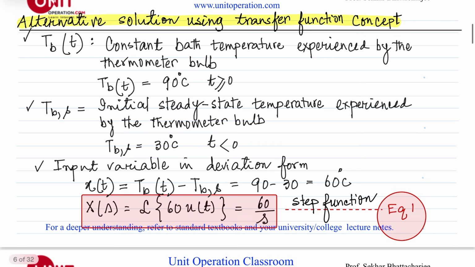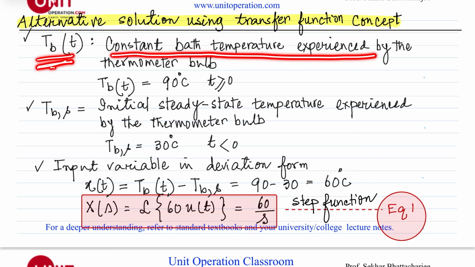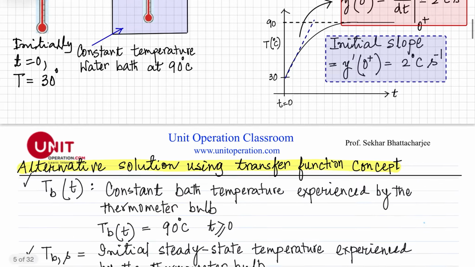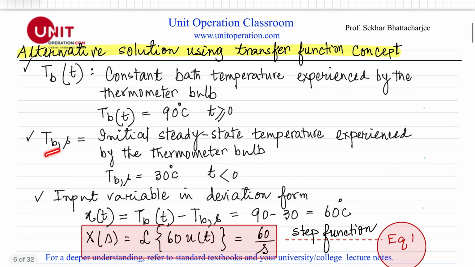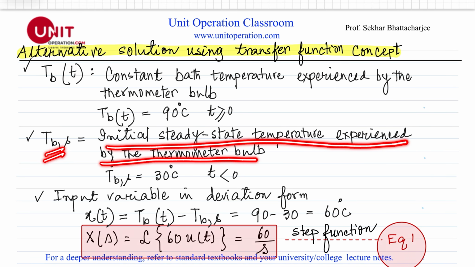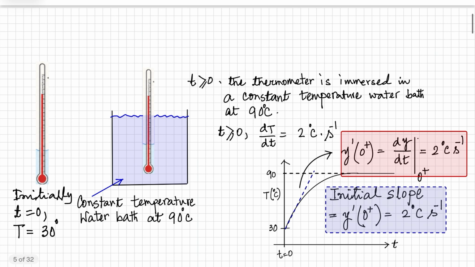Okay. So for that, let us define certain variables. TBT is the constant bath temperature experienced by the thermometer bulb, which is, of course, 90 degrees Celsius here. TBS is the initial steady state temperature experienced by the thermometer bulb. So the initial steady state temperature, of course, is 30 degrees Celsius.